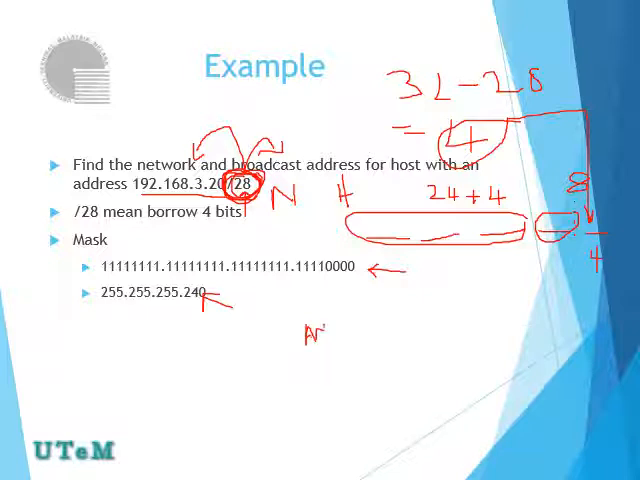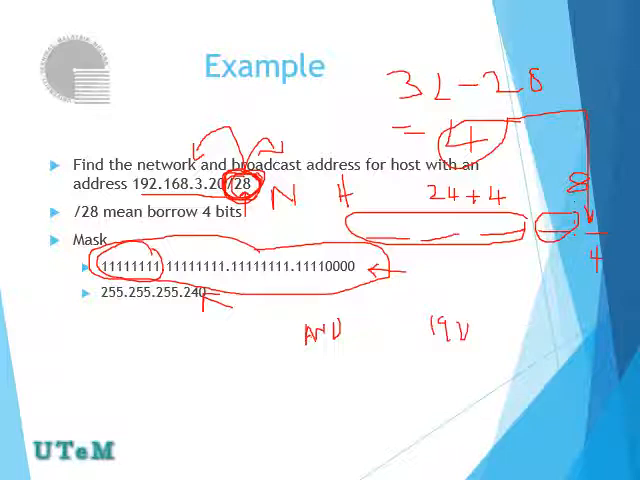You AND 192.168.3.20 with /28. So 192 AND with all ones is 192. 168 AND with all ones is 168. 3 AND with all ones is 3. Then the last one over here, 20.